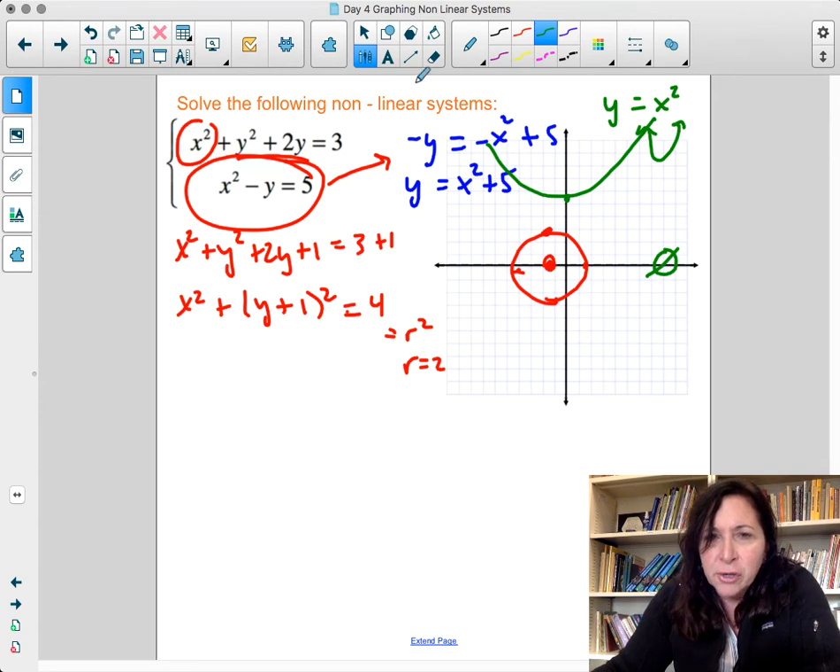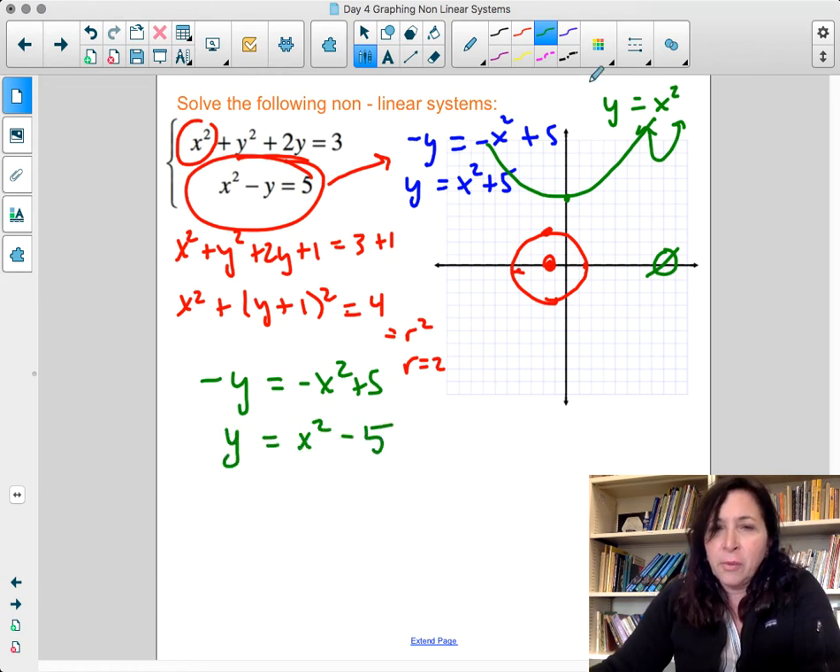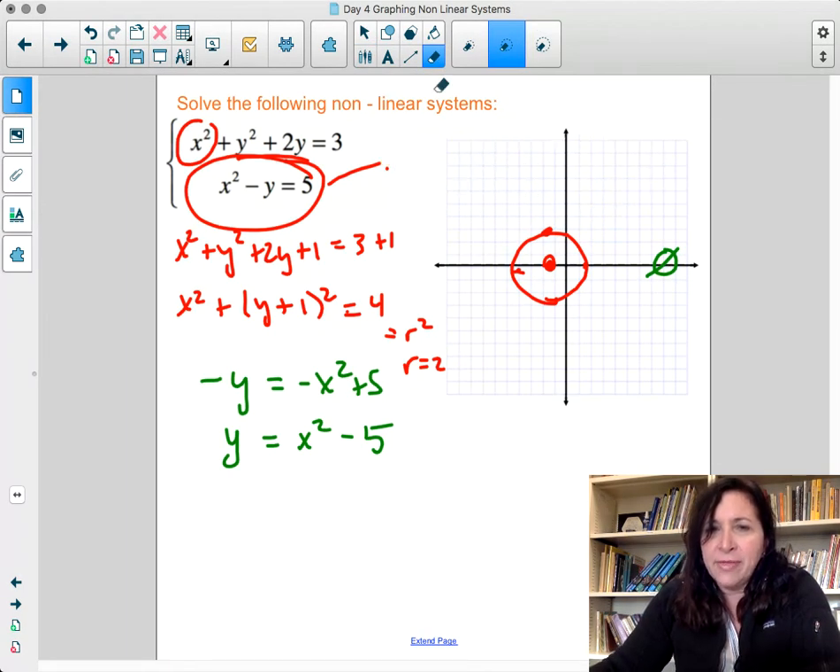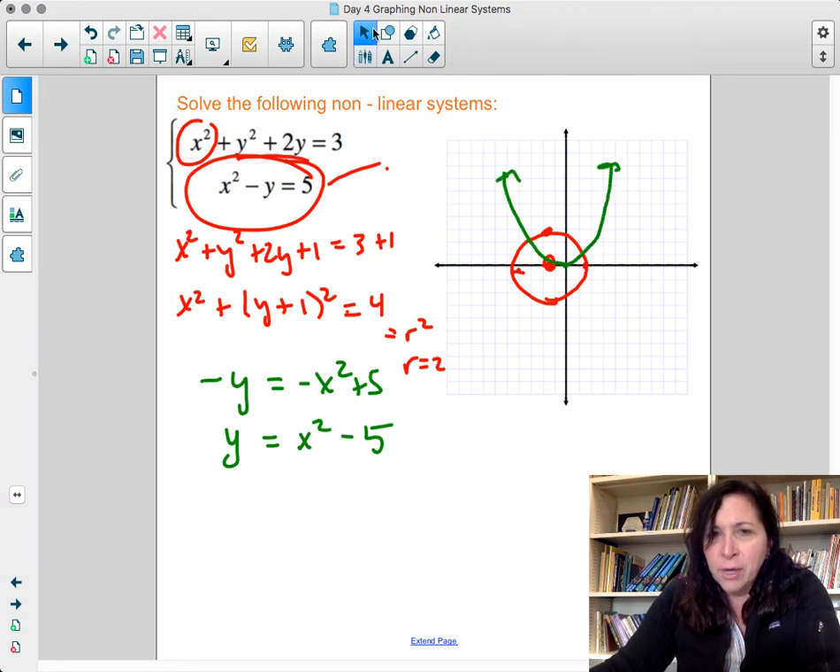But let me just make sure. Let me rewrite this. So negative y equals negative x squared plus 5. Divide by negative 1. y equals x squared minus 5. Oh boy. So that was just making sure that's not right. So this is my parabola right here at y equals x squared. So if I were to subtract 5, watch what's going to happen. It's going to go down 5.